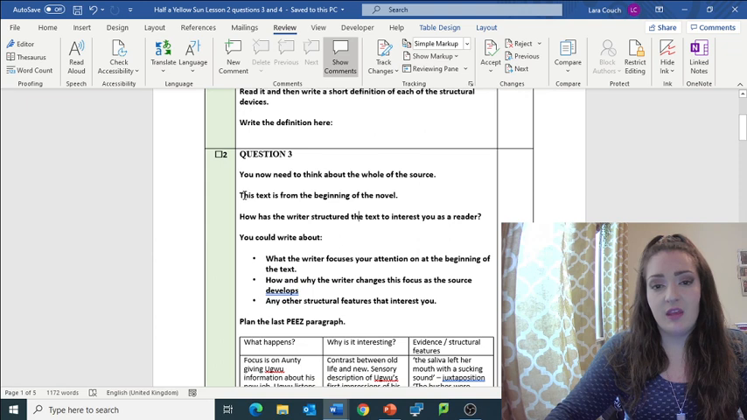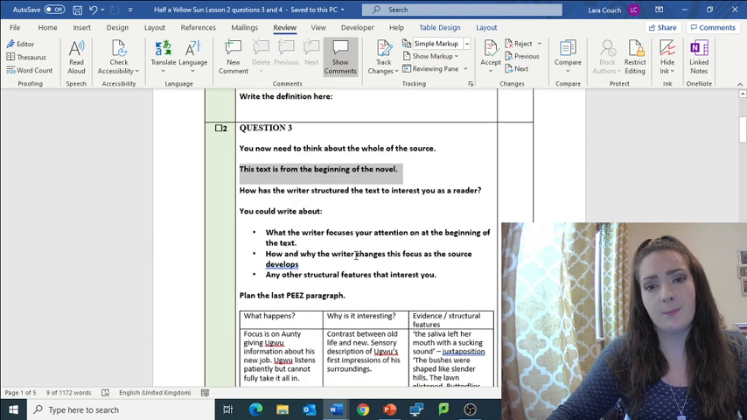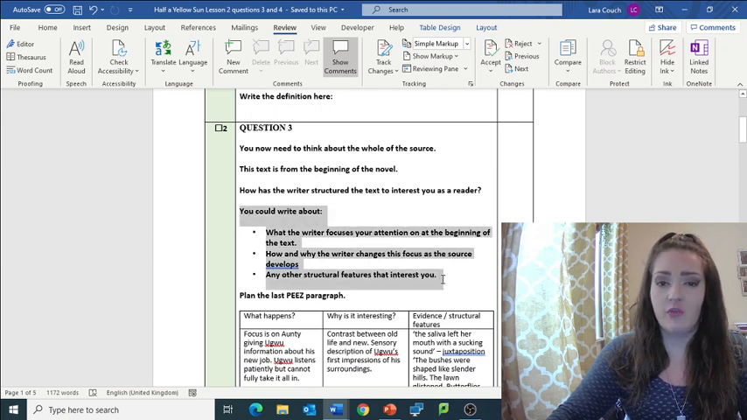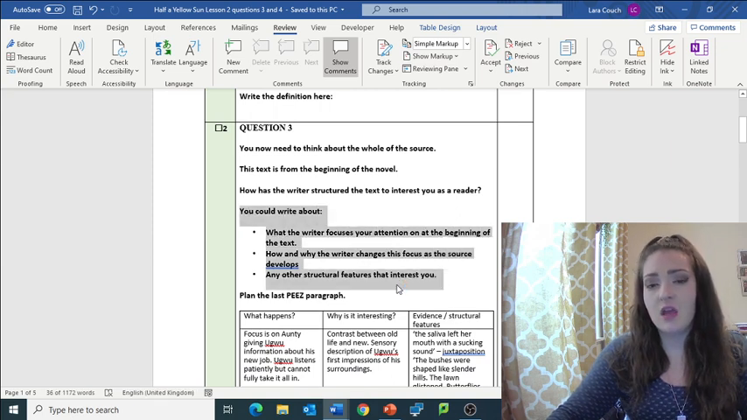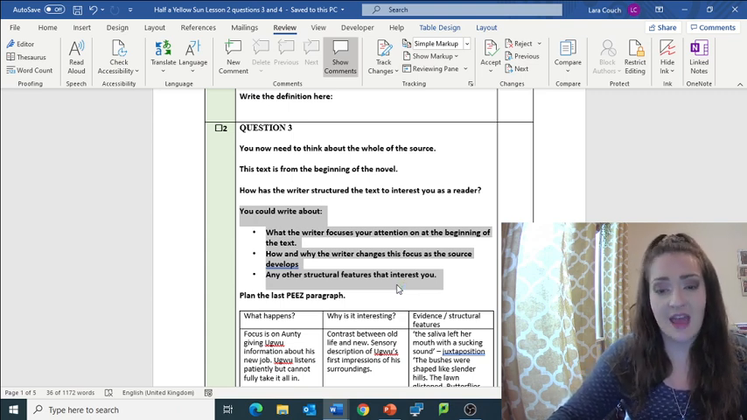They might tell you where the extract is within the novel, which will be very useful. That will help you analyse structure and how the novel opens and how the writer builds it. Again, like with question 2, they have the 'you could write about' section. So it says you could write about how the writer focused attention at the beginning of the text. I would always start question 3 talking about how the text opens, because then it gives you a jumping-off board to show progression.